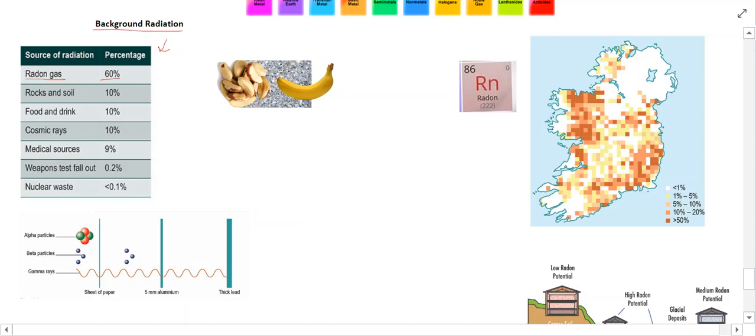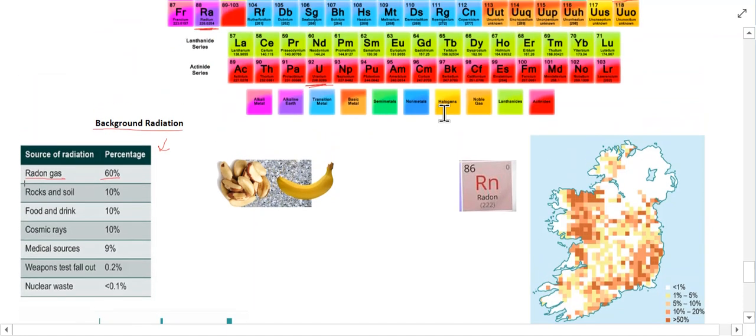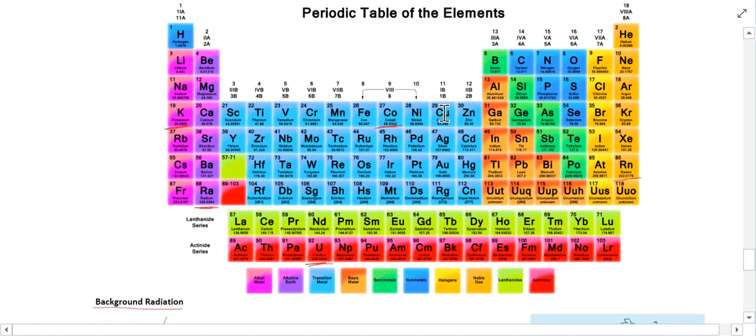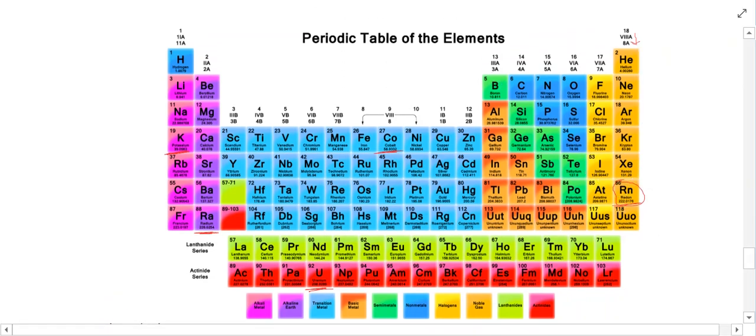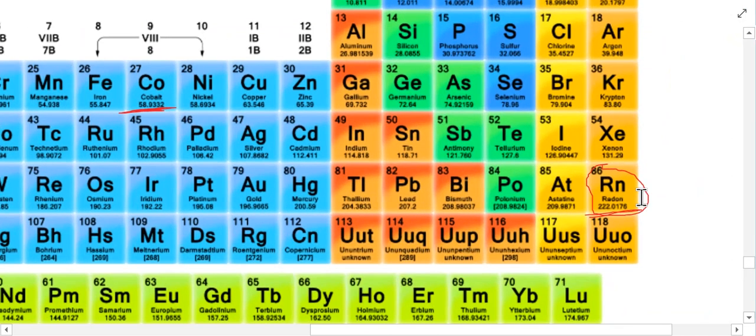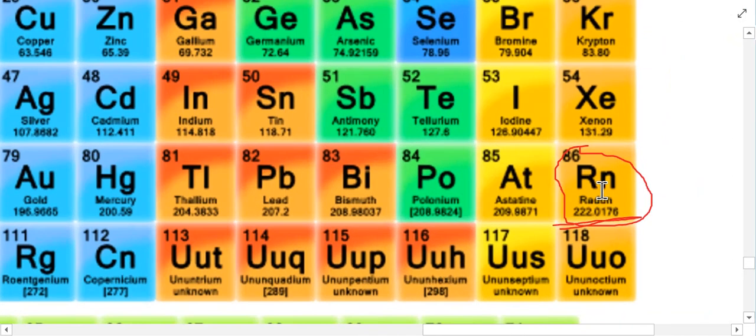If we have a look on the periodic table, here we have a periodic table of elements, and we'll notice that this group here are known as the noble gases. And if we look down here, this is our radon. So this is elemental radon. This is where it shows up in the periodic table.